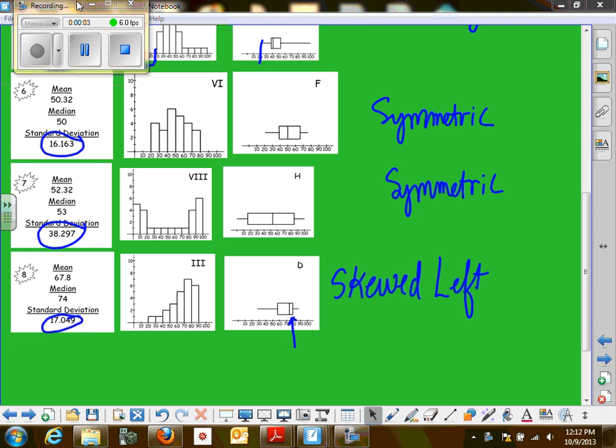Okay, on your cards, yesterday you guys worked on connecting those together. So let's check those. And so here are the answers.